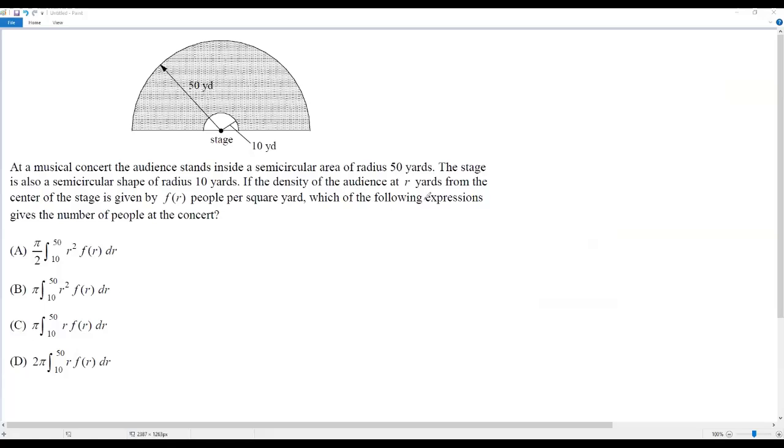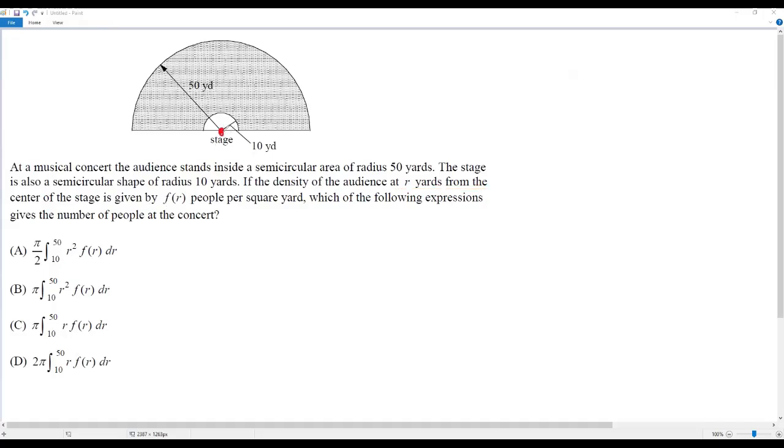If the density of the audience at r yards from the center of the stage is given by f(r) people per square yard, which of the following expressions gives the number of people at the concert? Okay, now let's consider an important piece of information we have over here. The density of the audience at r yards from the center of the stage is given by f(r). Let's consider the center of the stage.